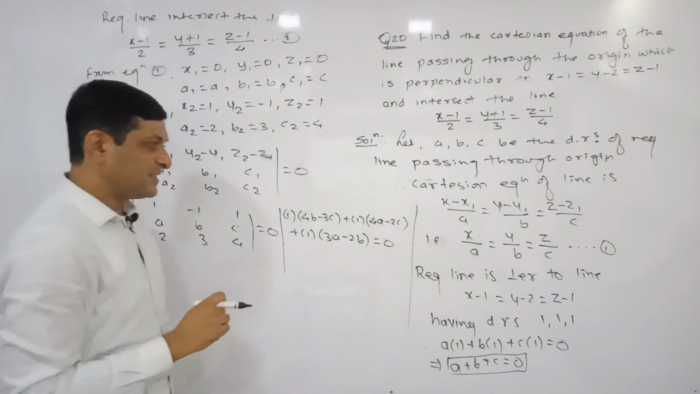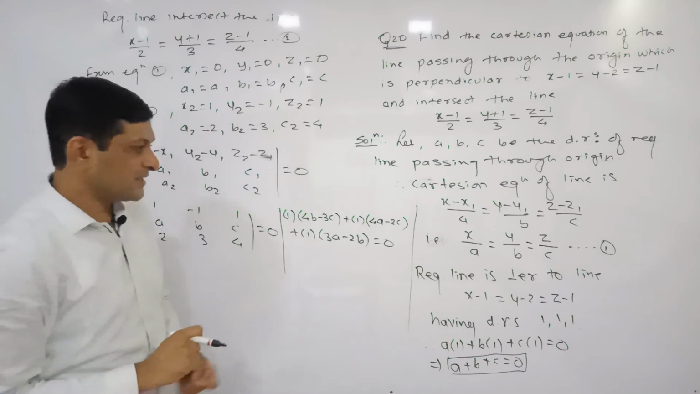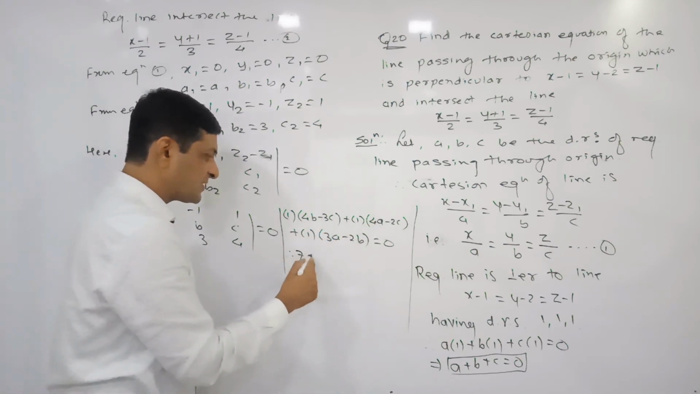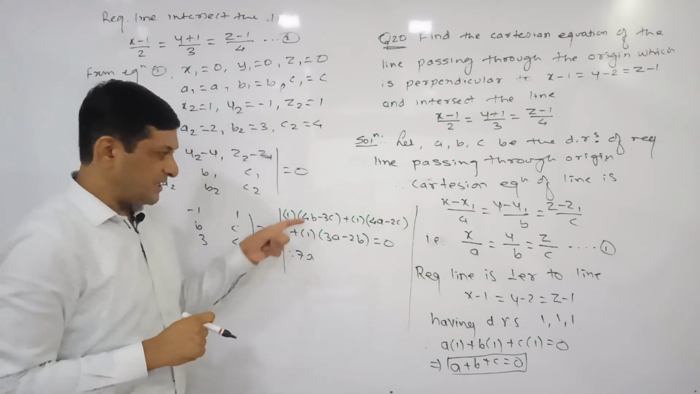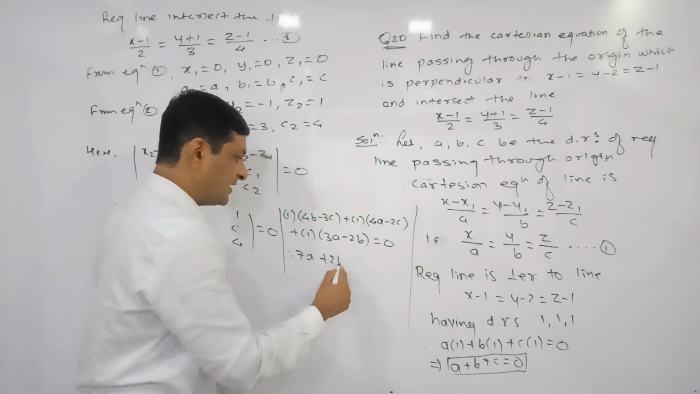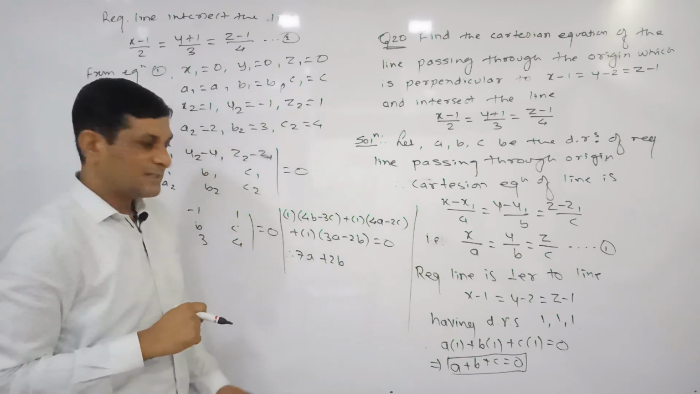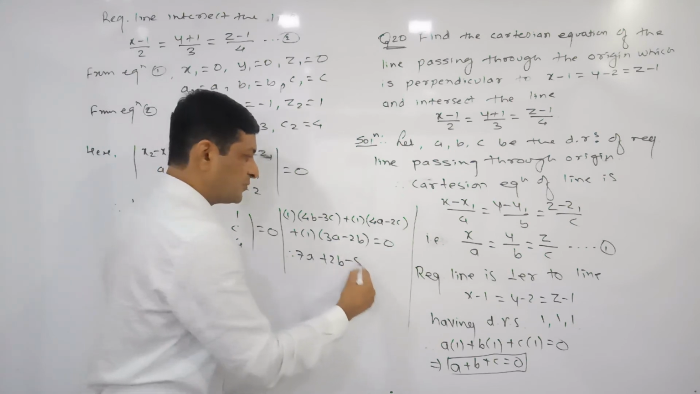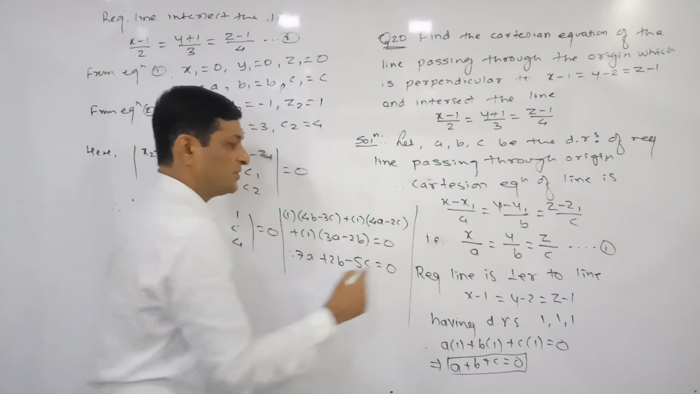So simplify this expression, or a better way, first collect the terms of a. 4a plus 3a will be equal to 7a. Then collect the terms of b. 4b minus 2b will be equal to 2b. Lastly collect the terms of c. So minus 3c and minus 2c will be equal to minus 5c, which is equal to 0. Keep it as it is.